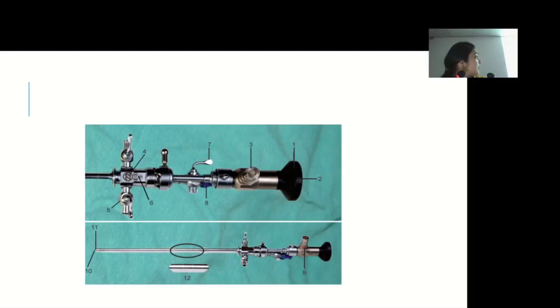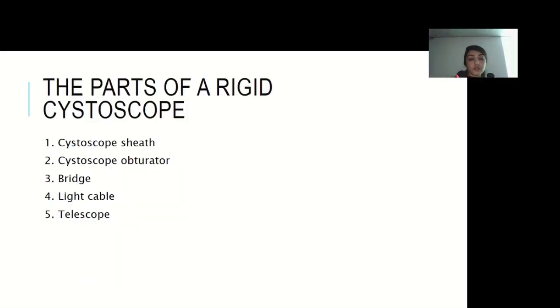Here this number indicates the size of that sheath. These two numbers indicate that two ureteric catheters of 6 FR each can be passed through this 22 FR sheath, while this 9 indicates that a single ureteric catheter of 9 FR can pass through this sheath. This is the bridge of this cystoscope, and it has two parts. The first one is the ocular part, the other one is the working part. This is a light pillar and ocular part. This is a sheath with its numbering on it. This is the beak of the sheath, and this is the objective window over here.